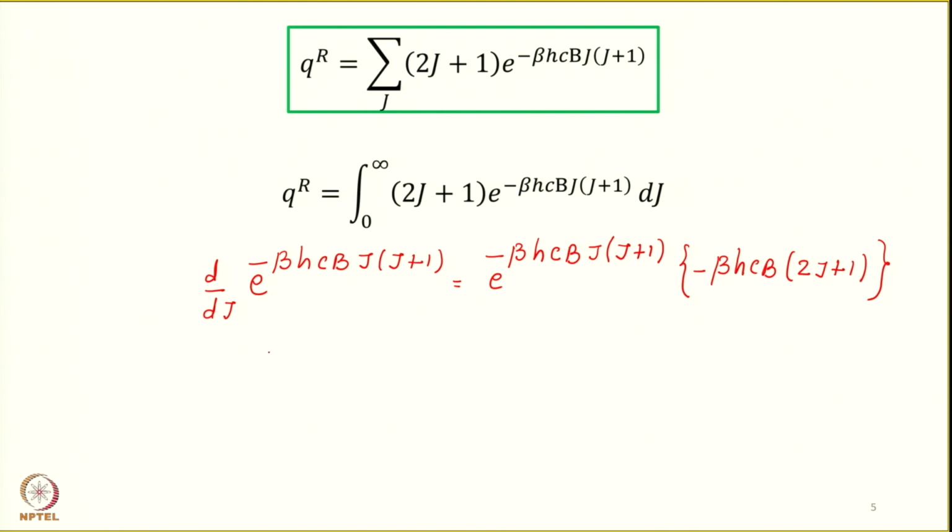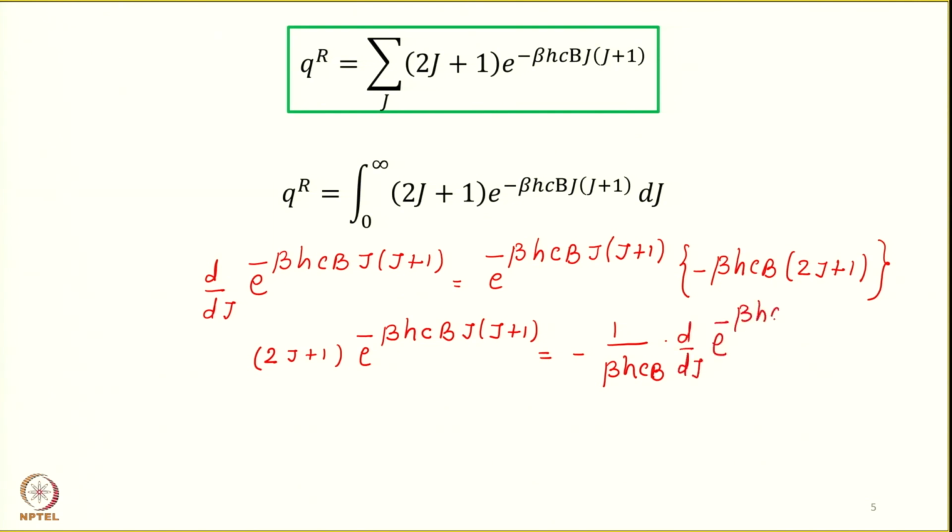So, that means (2J plus 1) into exponential minus beta hcB J into (J plus 1) is equal to minus 1 by beta hcB d/dJ of exponential minus beta hcB J into (J plus 1). I can substitute this over here.